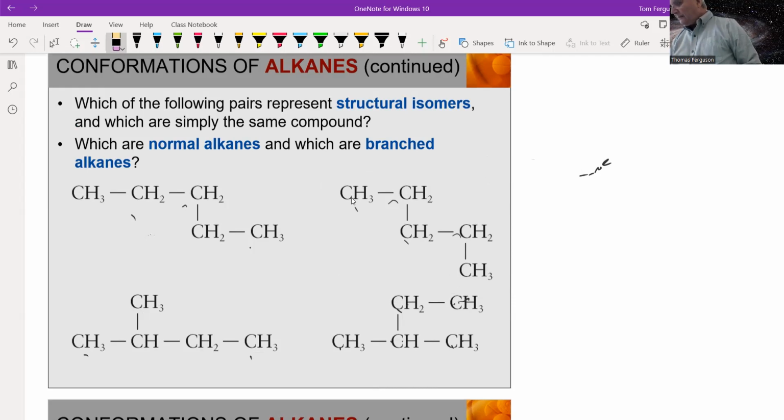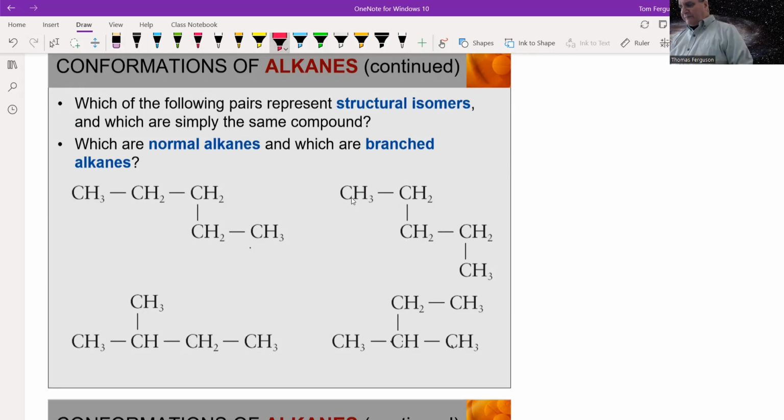In the beginning, students find this a pain. Remember when I talked about naming on Tuesday, I said you have to find the longest backbone. You have to find the functional group, and you have to find if there are any branches or not. So the first task is, how do you find the longest chain?